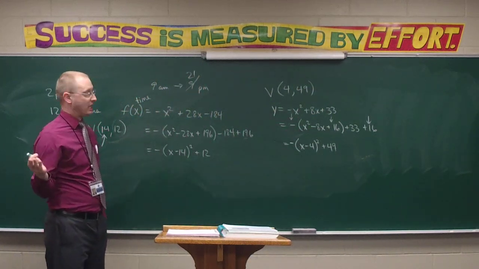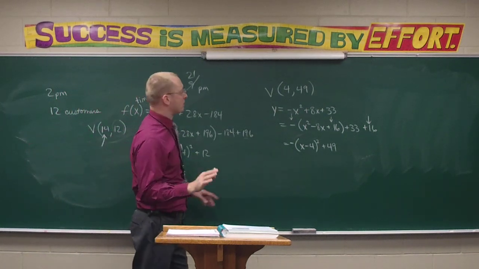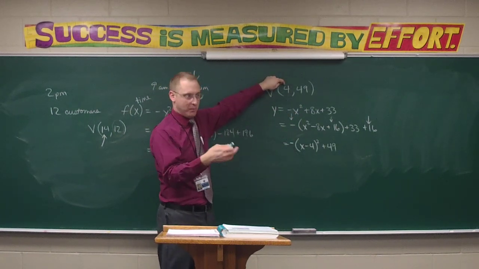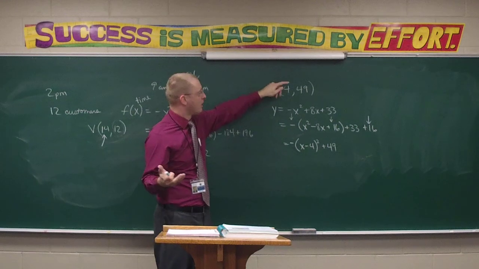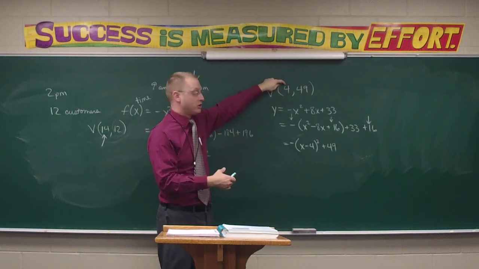All right, how many got the vertex? (4, 49). (4, 49). All right, presumably, again, the x is the input. Presumably, this is 4 hours into their day, which on an 8-hour day means halfway through their day. Presumably, 4 hours into the day, they're having their maximum service done, therefore maximum profit to the company.